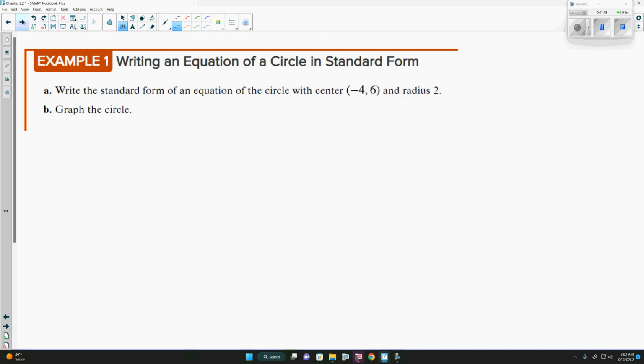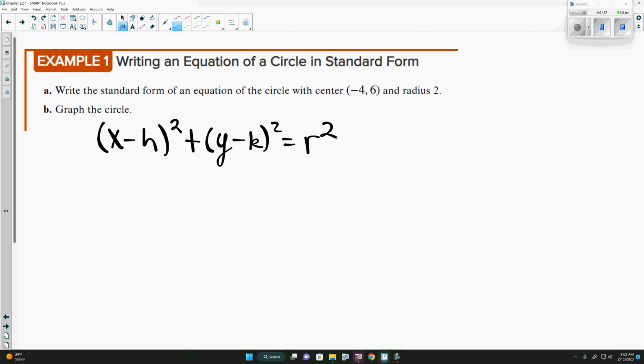So there's different forms that we'll look at. One of them, the easiest in my opinion, is if we want to write the standard form of the equation of a circle given the center and radius. Because no matter what the setup is, for us to be able to graph it or find the equation, we need the center and radius. Those are the two pieces of information we need.